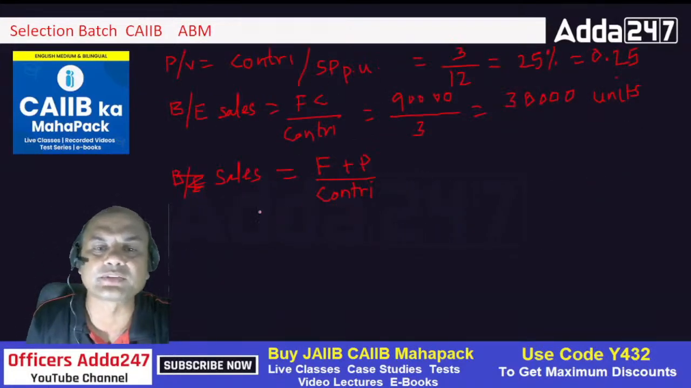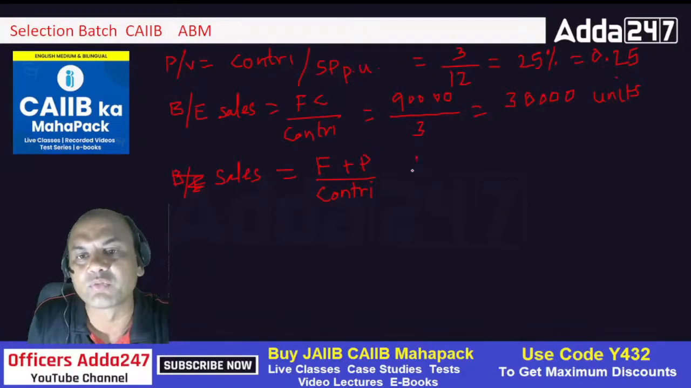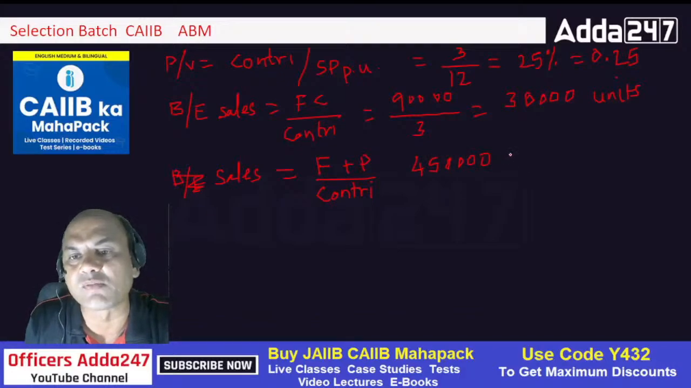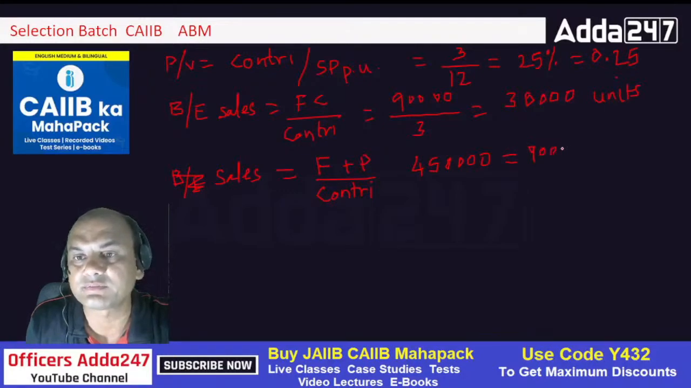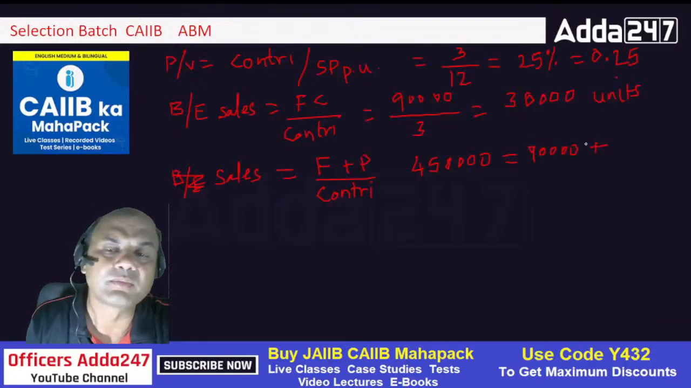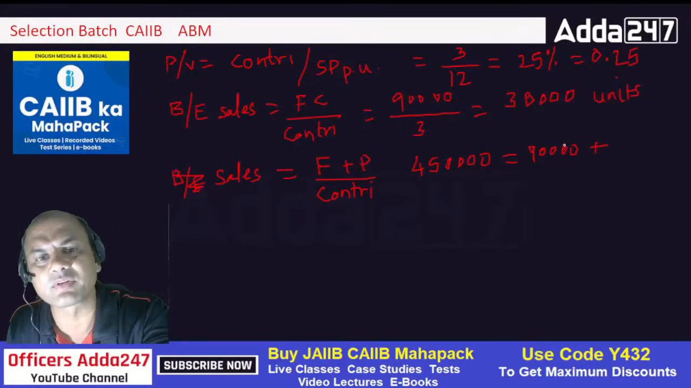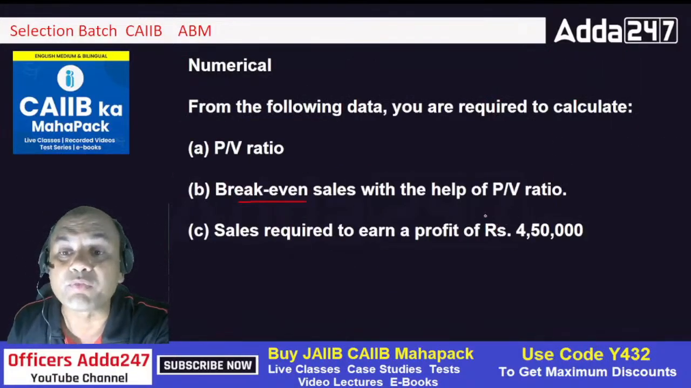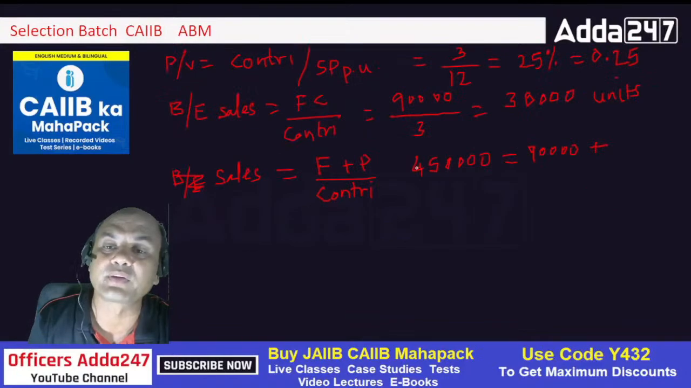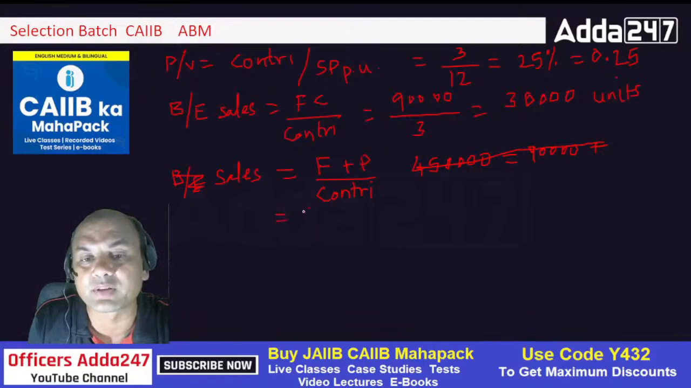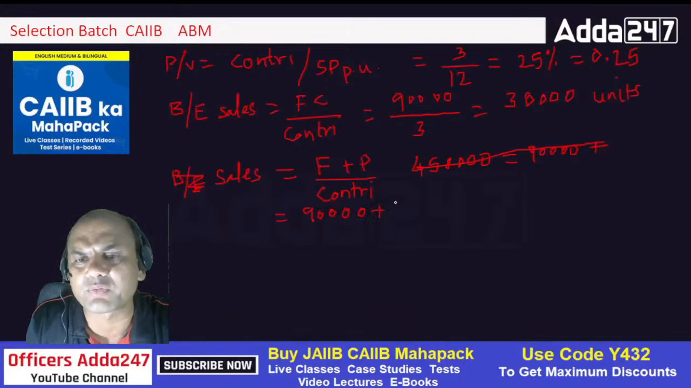So 4,50,000 equals 450... Do I know F? Yes, 90,000. So 90,000 plus, do I know the profit? Profit that is given, no? To earn a profit of 450... Oh my god, this is not 450, it is not my sales. Okay, so I'll have to cancel this. So sales equals fixed cost, 90,000, plus profit, 450.